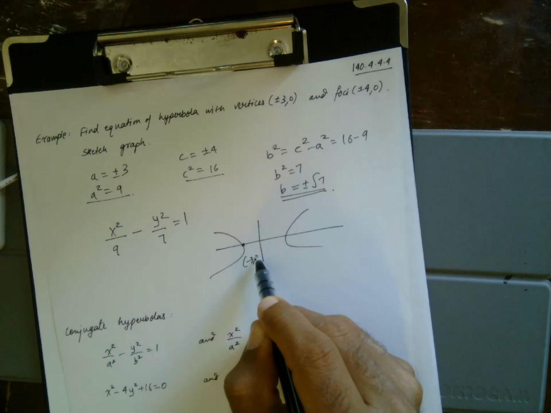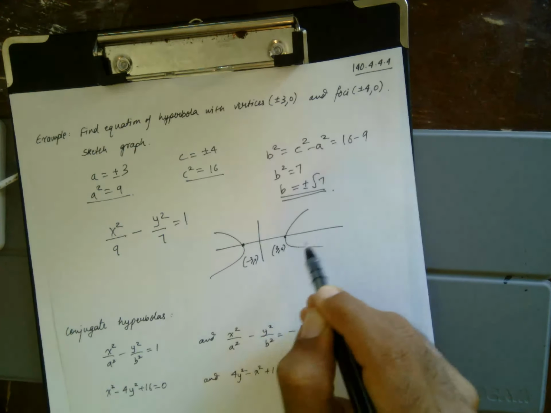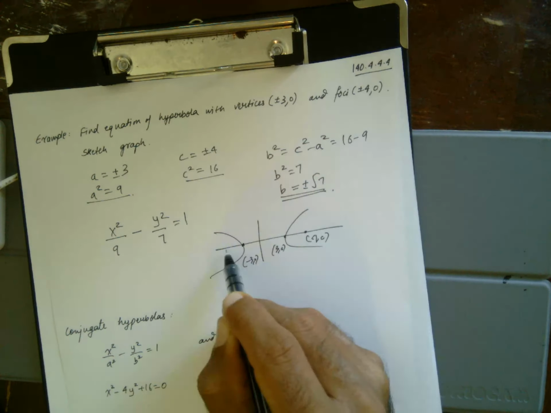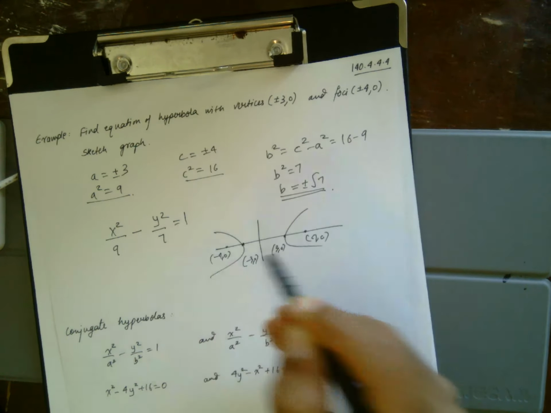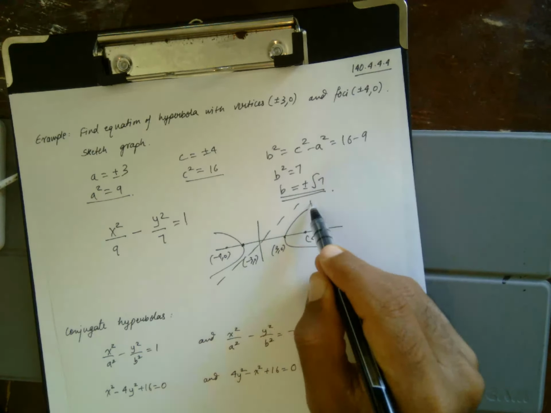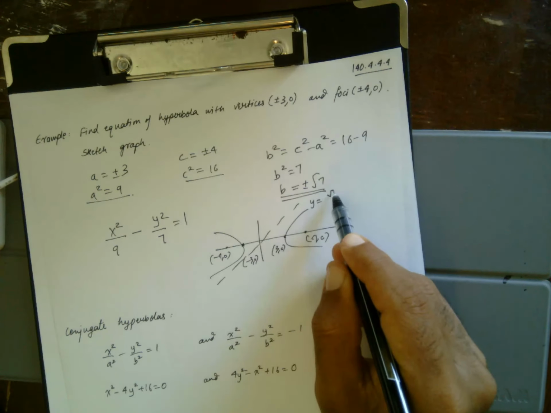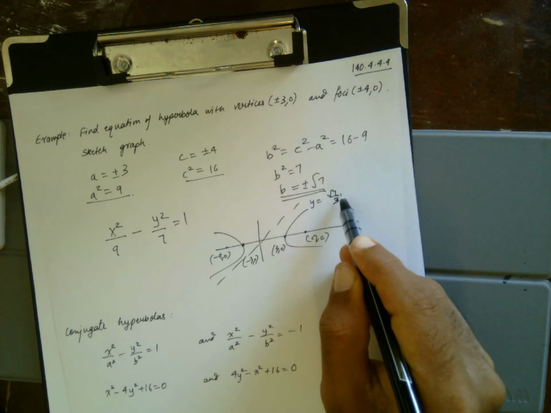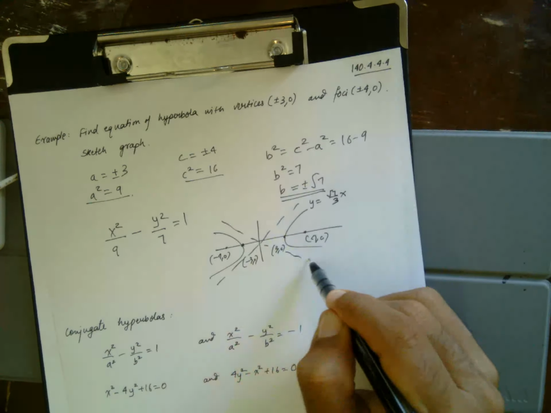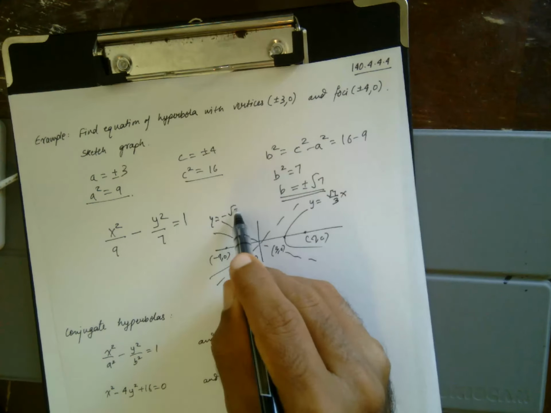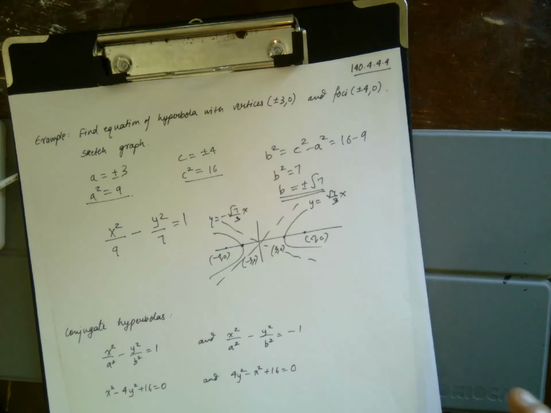negative 3, 0, 3, 0, 4, 0, negative 4, 0, y equals b over a x asymptote, negative b over a x asymptote.